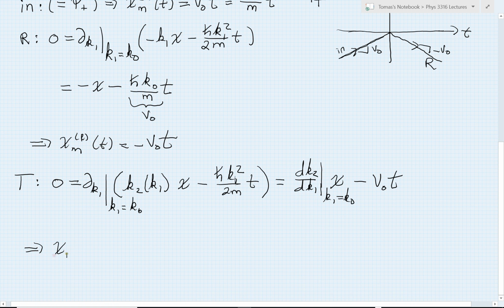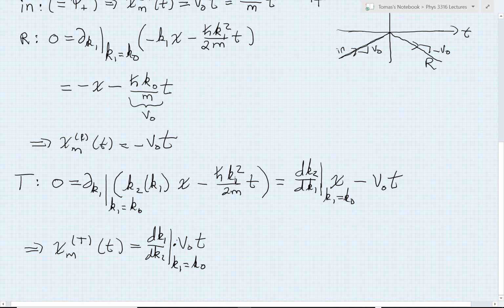So then again, I can solve this equation because this has to equal 0 fairly readily. This gives me the maximum peak location of my transmitted packet and how it depends on time t. When I solve for x, this goes on the other side, so I'll get v naught t. That part is easy. But now there's this extra factor from this new wrinkle. When I solve for x, the dk2 over dk1 goes to the other side of the equation where it flips over and becomes dk1 divided by dk2, again evaluated at k1 equals k naught.